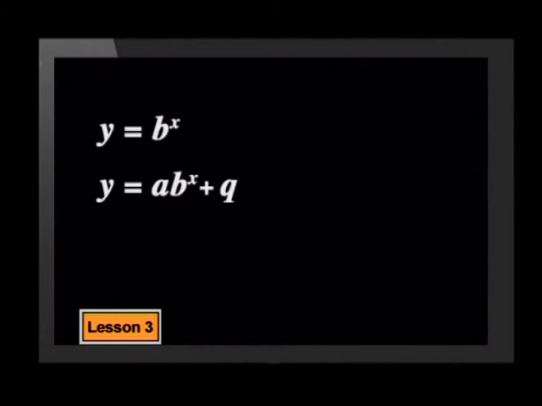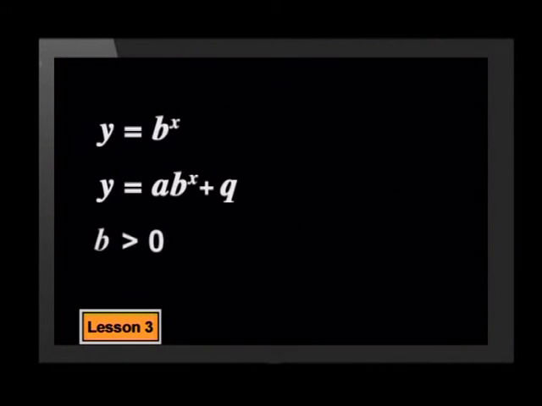But we haven't defined any of these functions as the parent graph for y equals a times b to the power of x plus q. In fact, all of the graphs we've looked at today had an a value of 1 and a q value of 0. So in a way, all of these graphs are parent graphs. The problem is that there isn't just one graph that represents y equals b to the power of x.